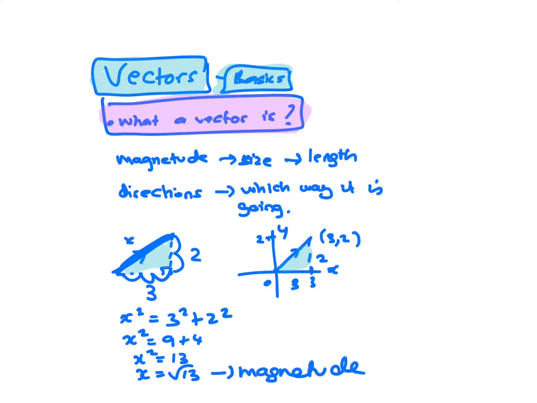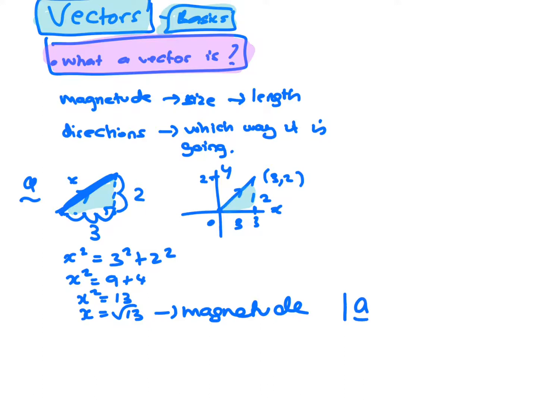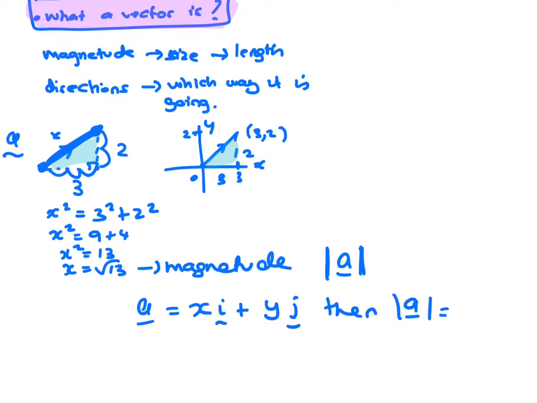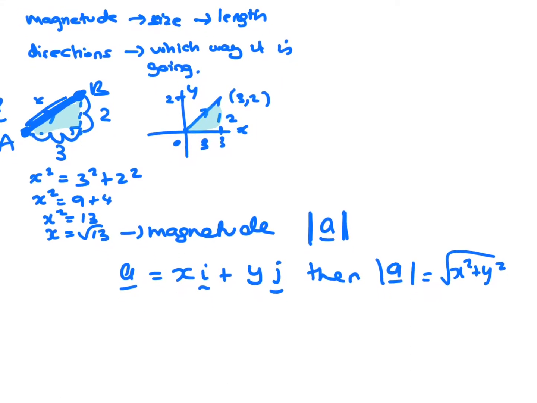If we call this vector A, then the way to symbolize the magnitude is to put 2 absolute value signs on it. That just means the distance that this point here is away from that point there. So if A was equal to xi plus yj, then the magnitude of A would be equal to the square root of x squared plus y squared. Let's say we call those 2 endpoints A and B, and we're calling this vector A. Then that would be your magnitude.